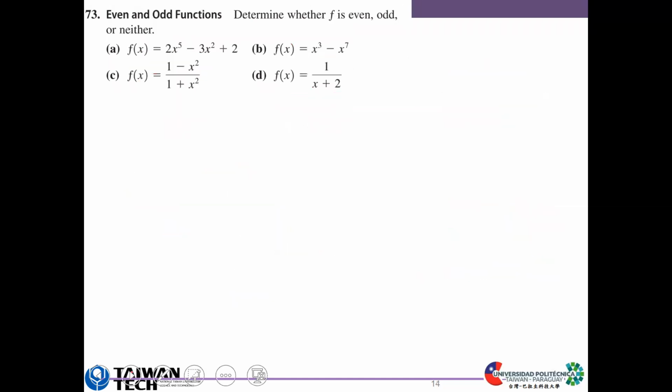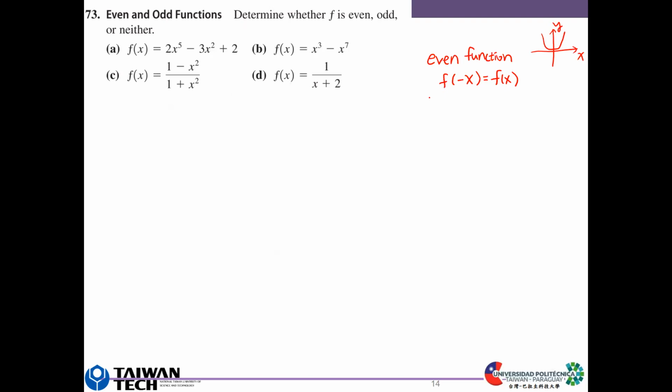And the next problem we're looking at is problem 73. Determine whether f is even, odd, or linear. Before we look at this problem, we need the definition of an even function, which is f of minus x equals f of x. This is the definition of the even function. For example, this is an even function. It is symmetric about the y-axis.